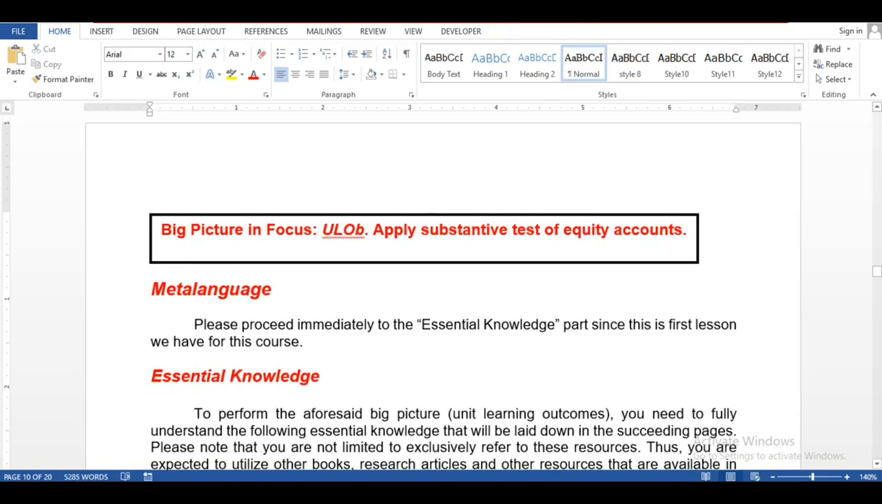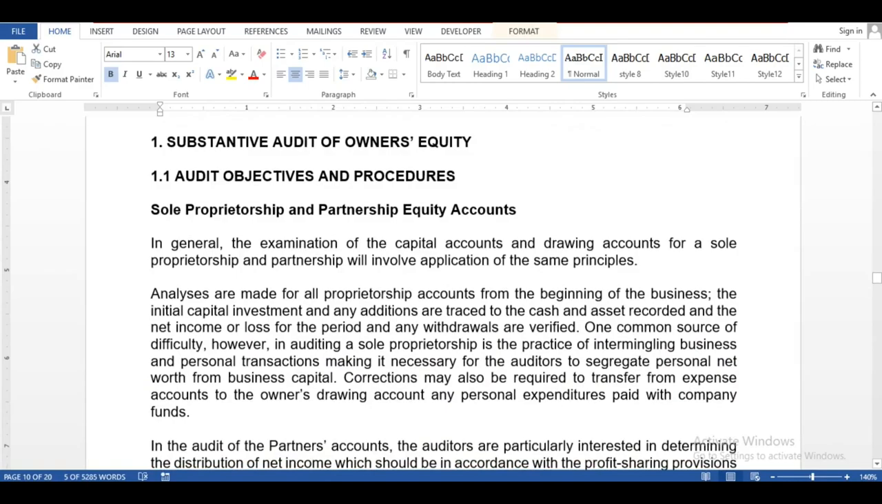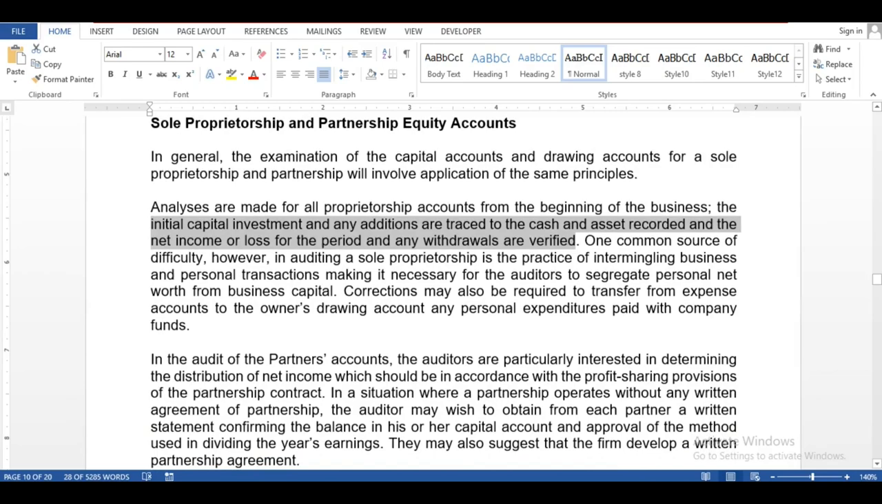Okay? So let's have substantive test of equity accounts. So, sole proprietorship and partnership equity accounts and general examination of capital accounts and drawing accounts for sole proprietorship and partnership will involve application of the same principles. So, analysis are made for all proprietorship accounts from the beginning of the business and initial capital investment and any additional trace in cash and assets recorded in the net income or loss or even withdrawal. Okay, kasi nga, here in the component for capital under sole at saka partnership equity, so any changes sa net income, it will be charged to capital. Unlike with the corporation, kasi meron sa separate account, which is yung retained earnings.